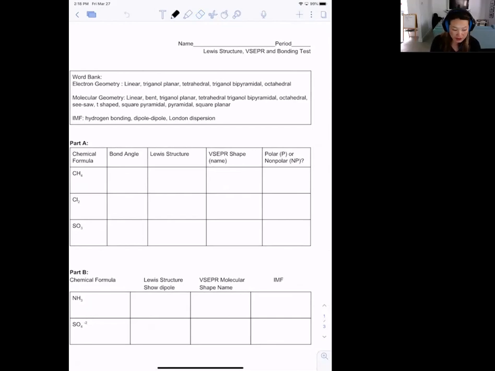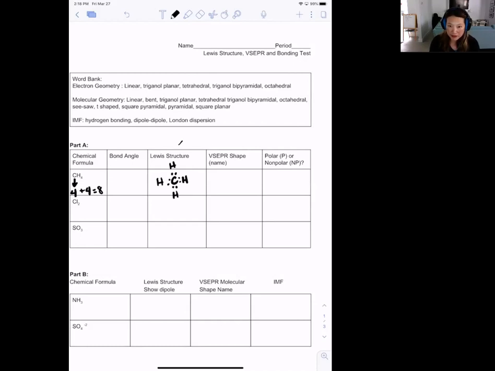So I'm going to draw the Lewis structure first. For carbon, there are 4 valence electrons, and for hydrogen, there's 1 electron for each. Since there's 4 hydrogen, there's a total of 8 electrons. We're going to put carbon in the center because it's the least electronegative, and we're going to draw in the bonds. With the 2 dots, it requires 2 electrons to draw a bond.